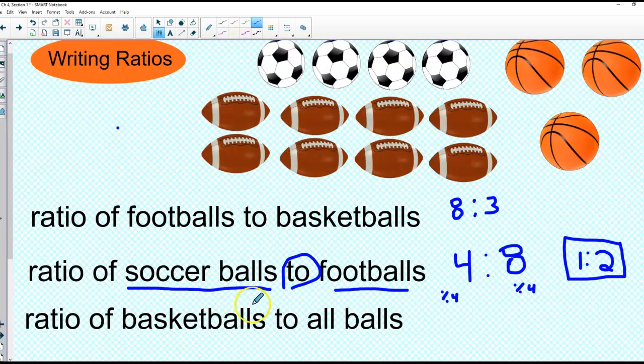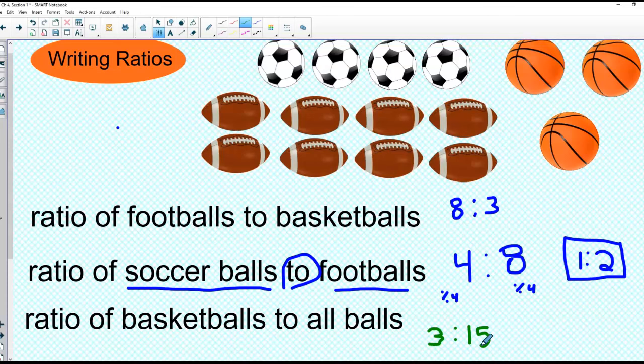And our third question here says basketballs to all of the balls. Okay, so let's count. So basketballs, I have 3. And all of the balls, if we count, well, we know there's 8 here, and 4 is 12, 13, 14, 15. So we have 3 to 15.